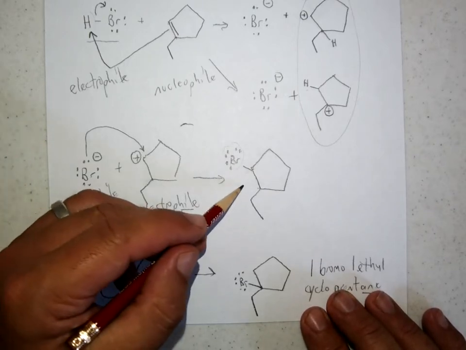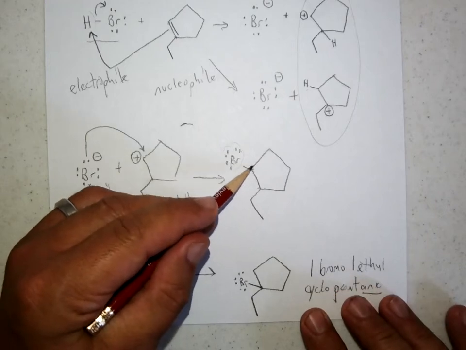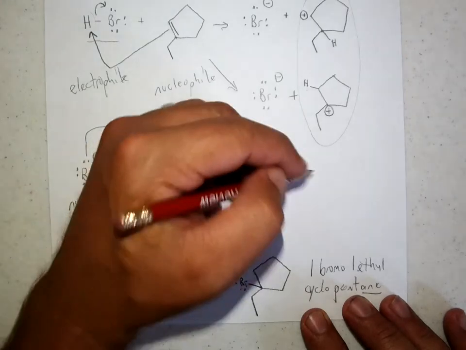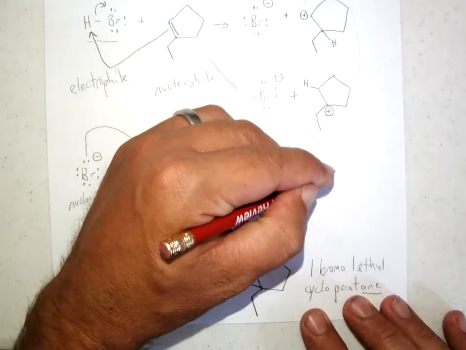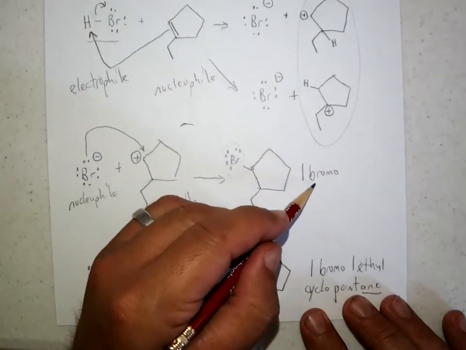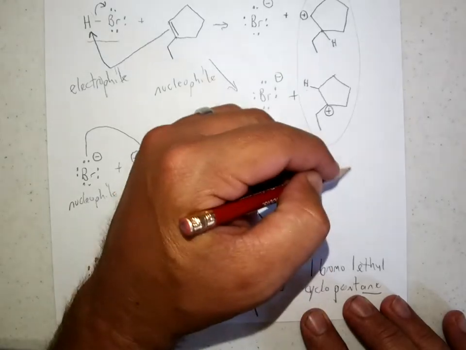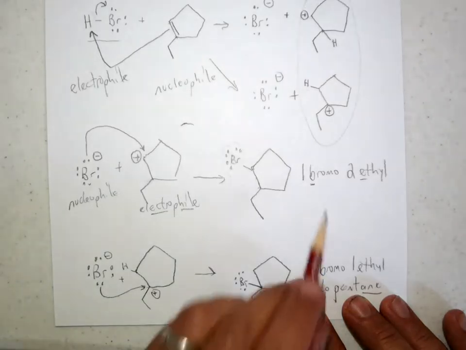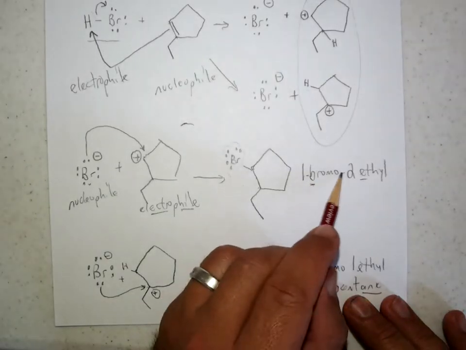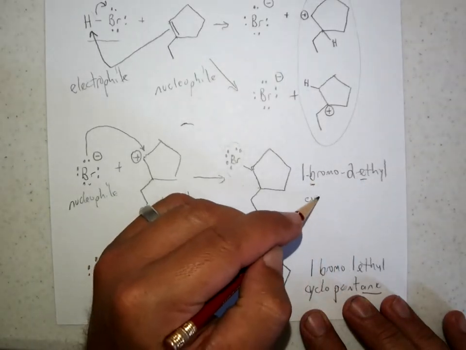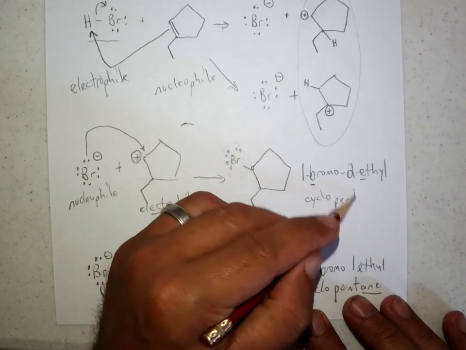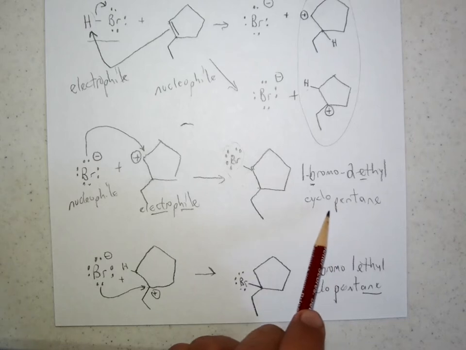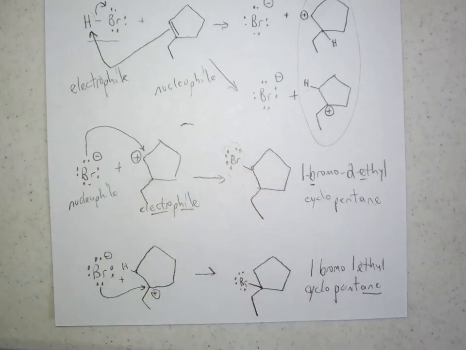So now this one has a name. Call this carbon number 1 because it has the alphabetically superior group there. 1-bromo. And if you wonder what I mean by that, bromo starts with a B, ethyl starts with an E. So I'd call it 1-bromo-2-ethyl cyclopentane. So you can see all these parts of the name describe something that we've identified before.